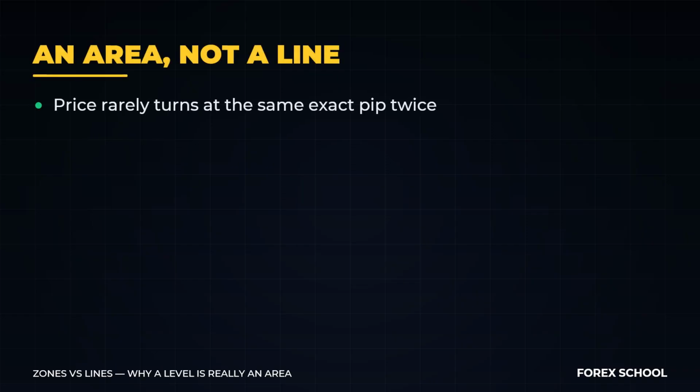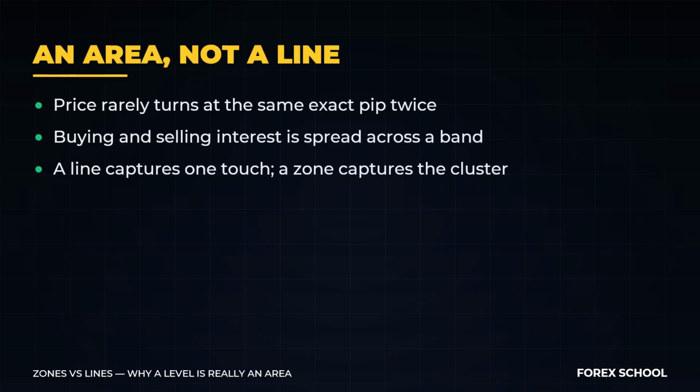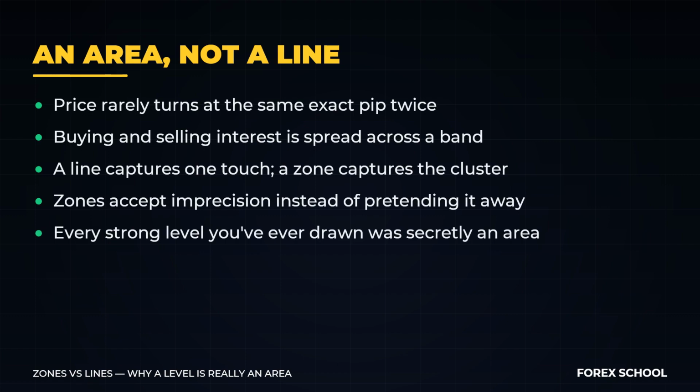Think back to the support and resistance course. We drew lines, and lines are a brilliant first step. But watch any level closely and you'll notice something awkward. Price almost never turns at exactly the same pip twice. One bounce ends four pips early, the next overshoots by 6. That isn't the level failing, it's the truth of how markets fill orders.